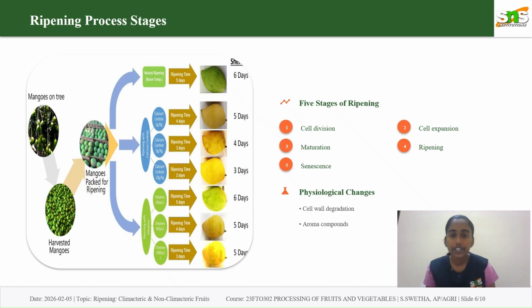So what are the ripening stages? Generally there are five stages of ripening, starting from cell division and ending with ripening. For any fruit, first the cell must divide, next maturation is done, and the third is sensation, in which the various sensors are developed. The fourth is cell expansion, and the fifth is ripening, and various physiological changes also occur. As we all know, we have the plant cell, with cellular degradation, aroma compounds, and pigments, which give color to fresh fruits, and sugar also plays a vital role.